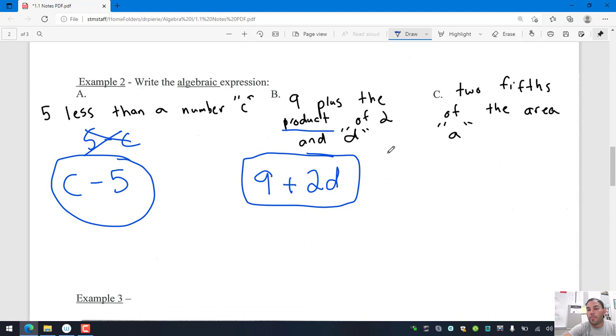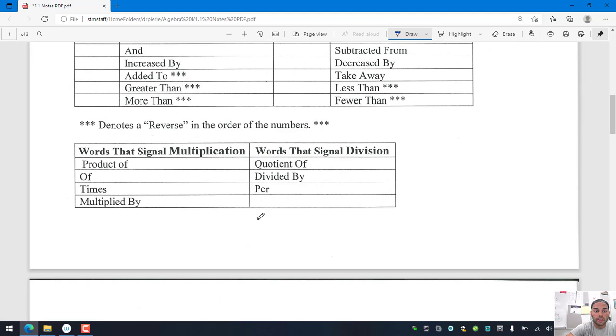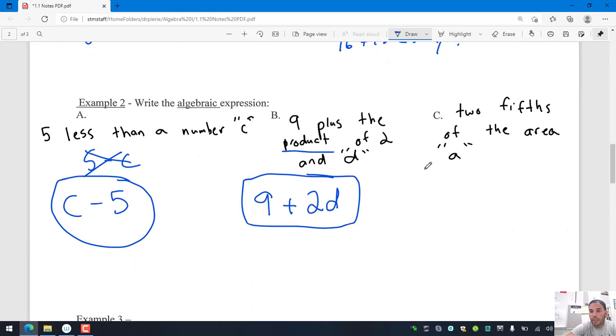Okay. Next example, I see 2/5 of the area A. What does that word of mean? If I look at my handy dandy chart, I can scroll up and search for it, and I see that if I see the word of, that means multiplication. So I'm going to use multiplication in some format over here. 2/5 of the area A. What does 2/5 mean? That is a fraction. That's the exact same thing as 2 over 5. And of means multiplication. So I'll have 2/5 times A, and that's my only other piece. So that is my final answer right here.